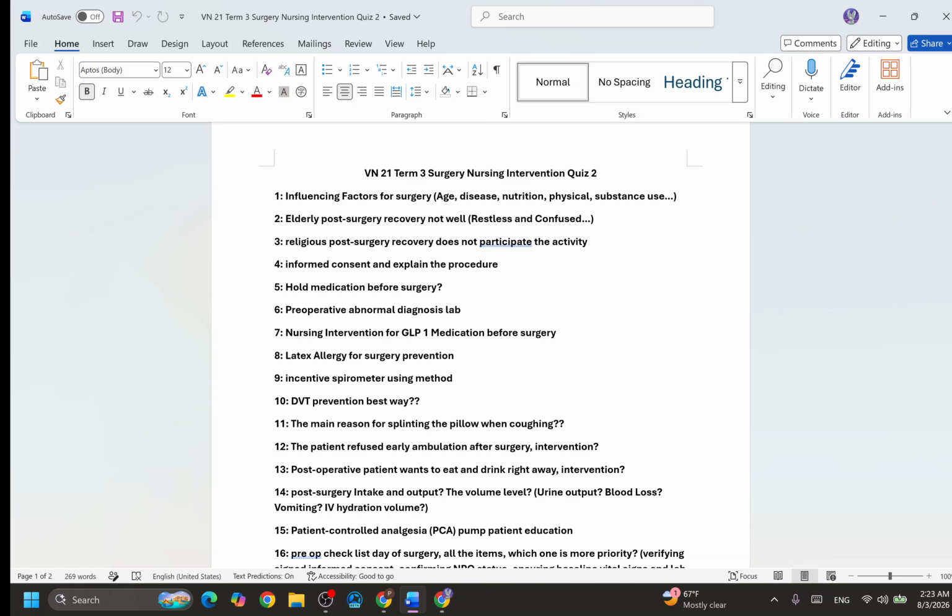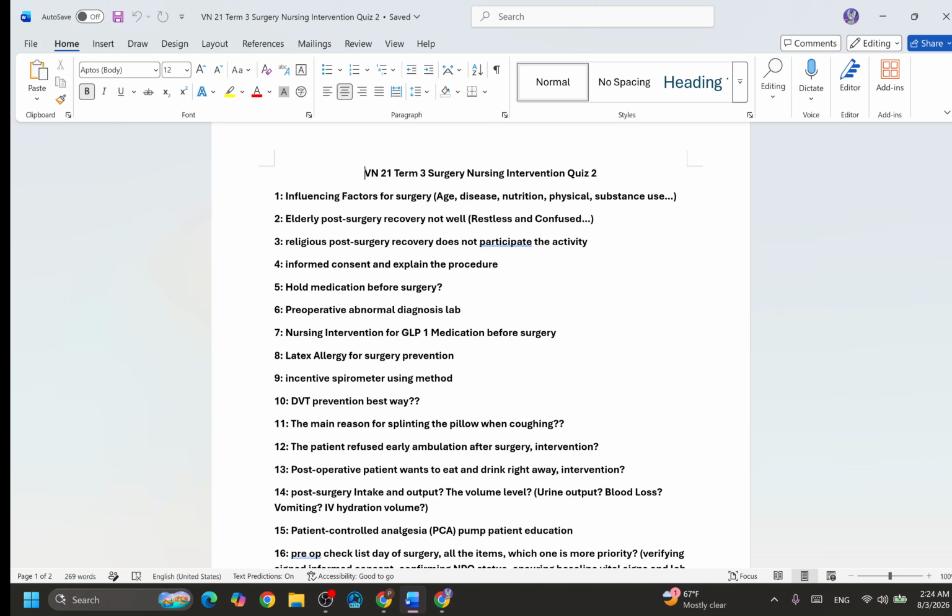GLP-1 medication, remember I told you, usually comes in one box with 4 needles. So every week we use 1 needle, and the patient just needs to inject once a week. This patient tells you, okay, I actually injected the GLP-1 medication a couple days ago. So what should I do for the surgery? That's why you need to check something related to the GLP-1 medication, so you can make sure whether the patient can go into the surgery or not.